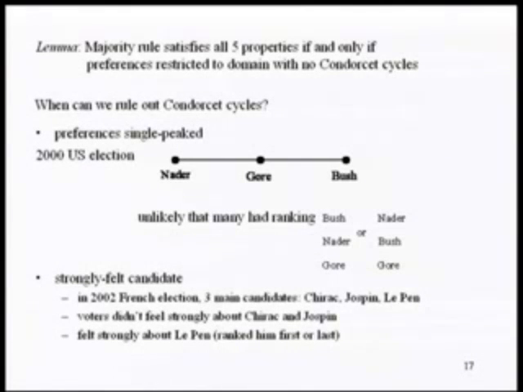Whether or not this kind of polarization was good for France is debatable, but it actually is very good for majority rule, because if for every three candidates you choose, there's one candidate that voters feel strongly about, you can also rule out Condorcet cycles.